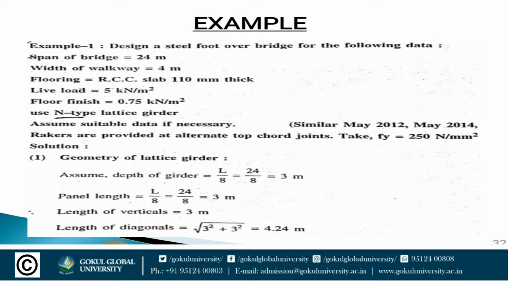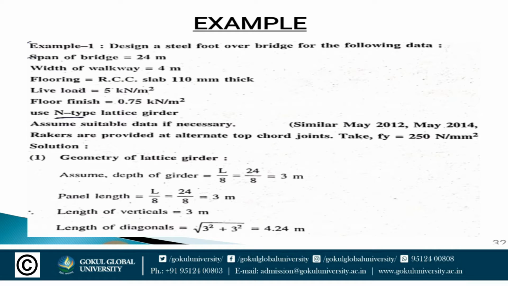Design a steel foot over bridge for the following data. Span of bridge is equal to 24 meter. Width of walkway is equal to 4 meter. Flooring is RCC slab 110 mm thick. Live load 5 kN per meter square. Floor finish 0.75 kN per meter square. Use N type of lattice girder. Assume suitable data if necessary. Rackers are provided at alternate top chord joints. Take Fy equal to 250 Newton per mm square.